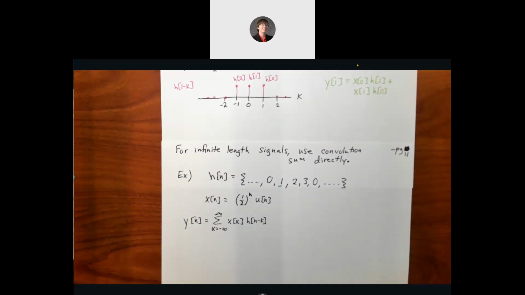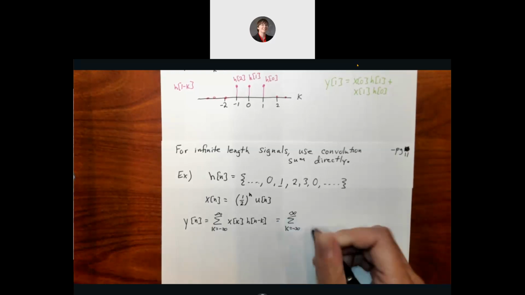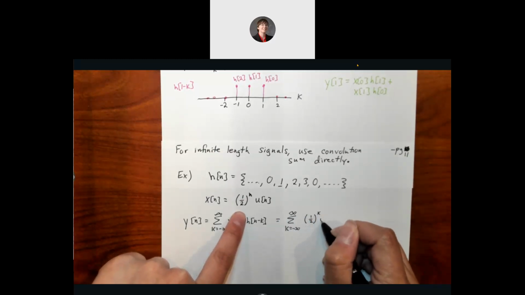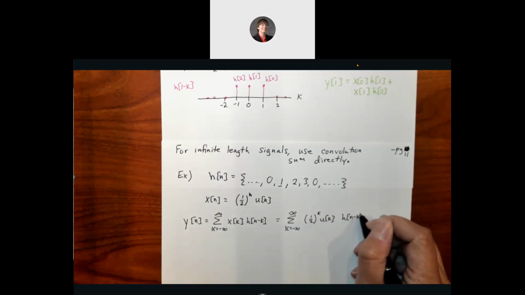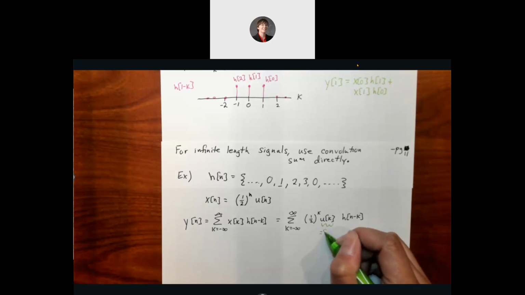So for this one, I'm going to substitute k in here, and substitute n minus k in for there. So we get the summation. We're substituting k in here, so we have 1/2 to the k, u of k, and we have h of n minus k. What we tend to like when we see these types of step signals is we use those to decrease the range on our summation.